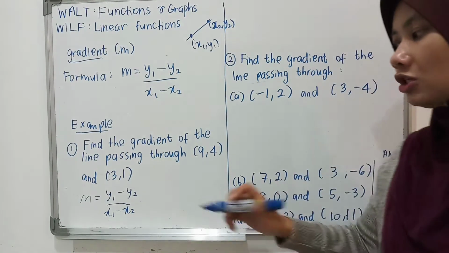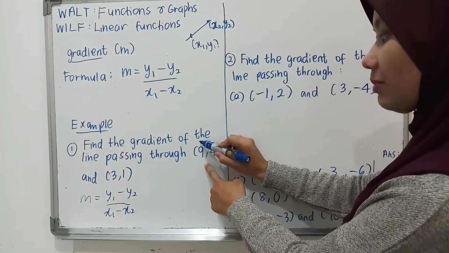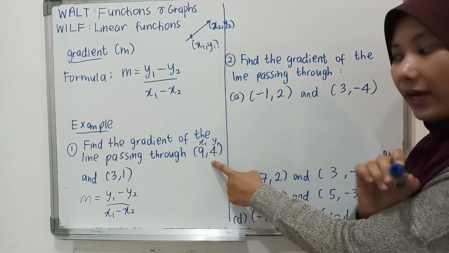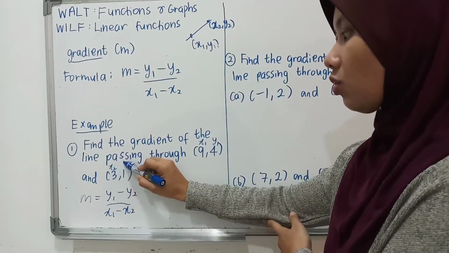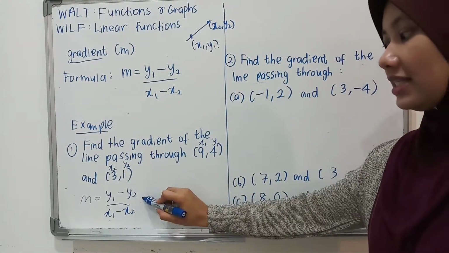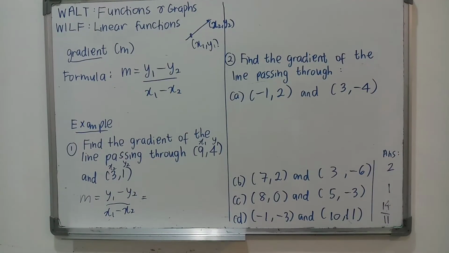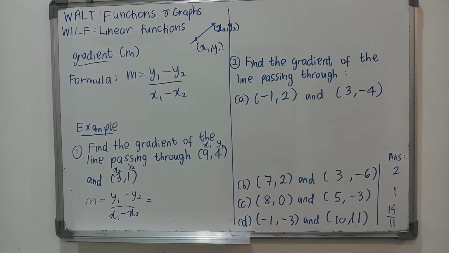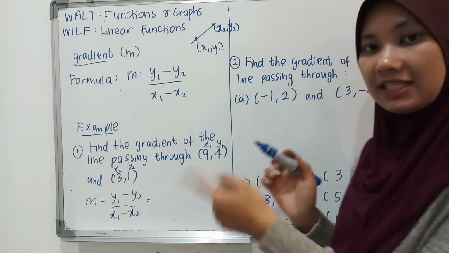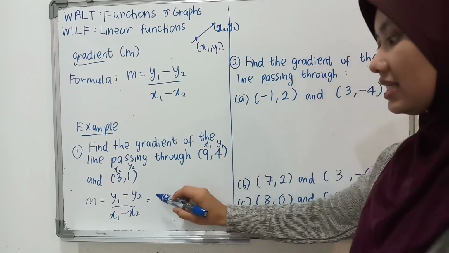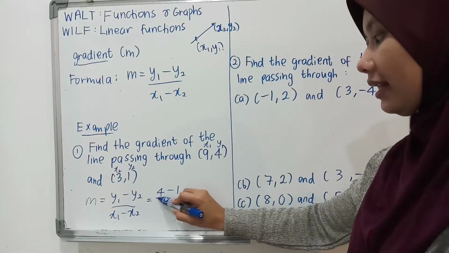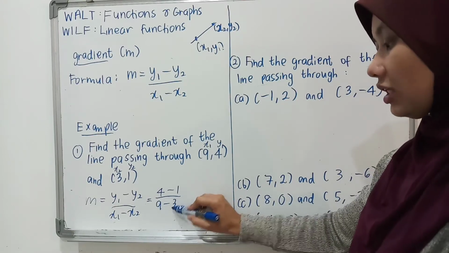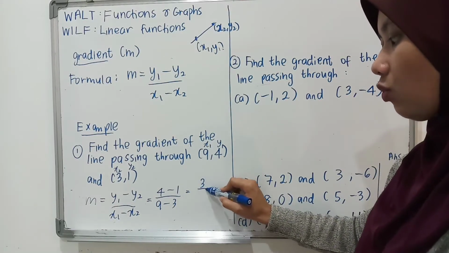Now let's say I denote this as my x1, so my 4 here will be my y1. That one is x2, y2. Let's just put it inside the formula. Y1, that is just 4 minus 1, over 9 minus 3. So you solve that, you will get 3 over 6.